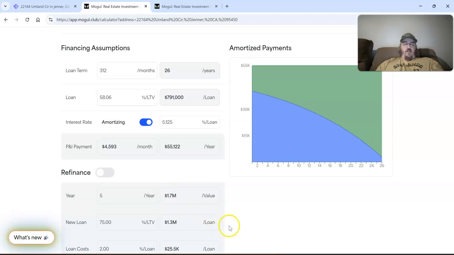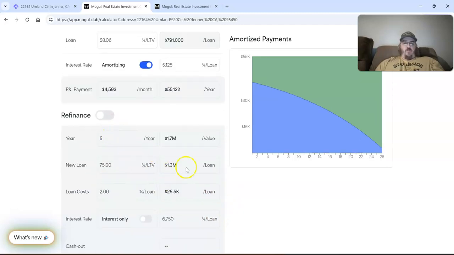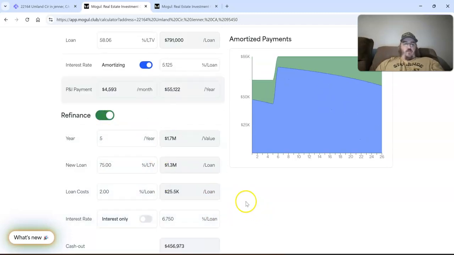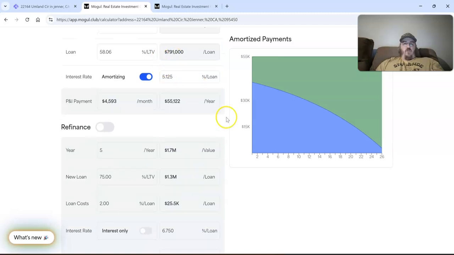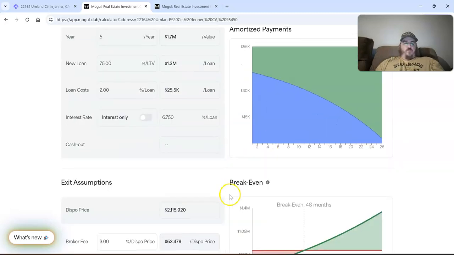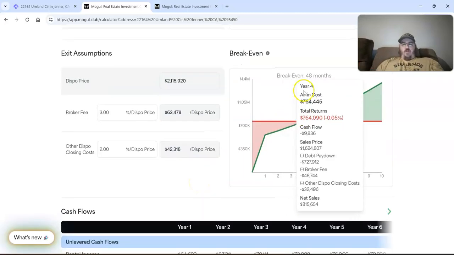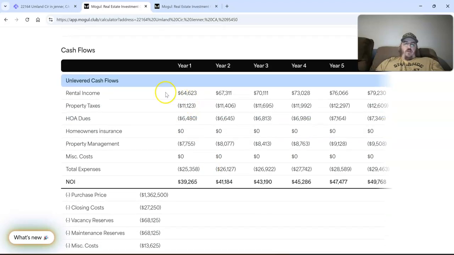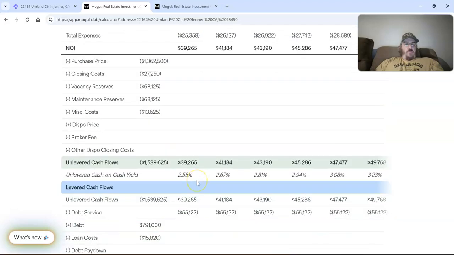Like one of them is that Mogul is starting to price in a refi on every deal at a certain point, right? And I don't think that would make a ton of sense on this one, because there's this low interest rate, although it is amortizing. I did 26 years because it looks like that's about what is left on there. But you can see, okay, this is a 4-year break even. It's not amazing. I had to add in the homeowners insurance.